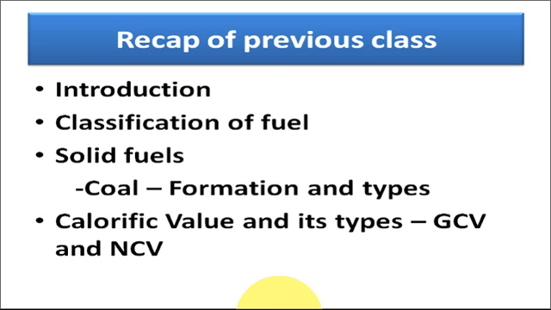In the last class, we discussed the general introduction of fuel and the classification of fuel, in which we discussed that fuels, basically chemical fuels, may be classified on the basis of their occurrence and on the basis of their physical state. On the basis of their occurrence, the chemical fuels are of two types, primary and secondary fuel, while on the basis of their physical state, fuels are solid, liquid and gaseous fuels.